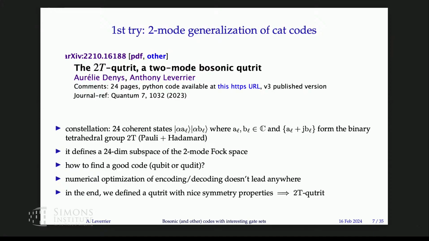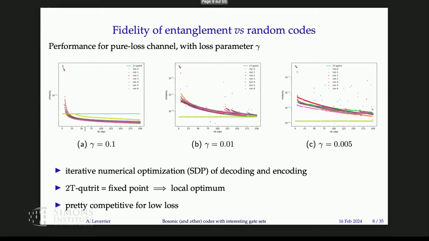So as I said, it's an okay qubit. It's not a great qubit. Still, let me show some plots. This is a nice figure of merit that you can look at: the fidelity of entanglement of your code for the pure loss channel. So you take a pure loss channel, as Victor explained, with some loss parameter gamma, and then you look at the fidelity of entanglement of your code for this channel.